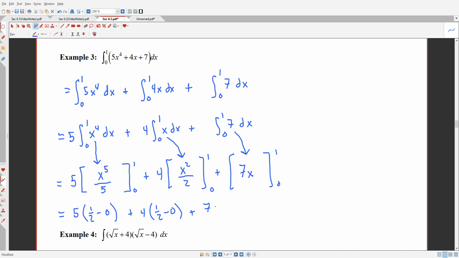So if I work that out, that'll be 5 halves plus 4 halves plus 7. And that'll be 9 halves plus 14 halves. So that'll be 23 halves.